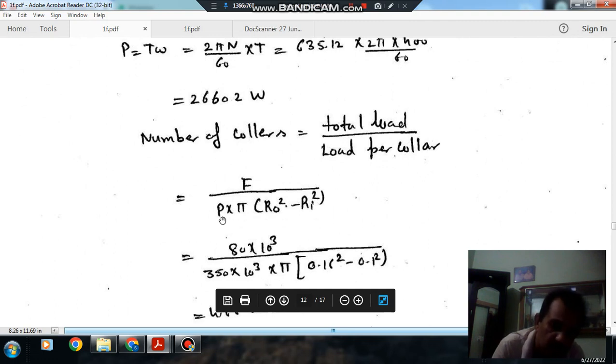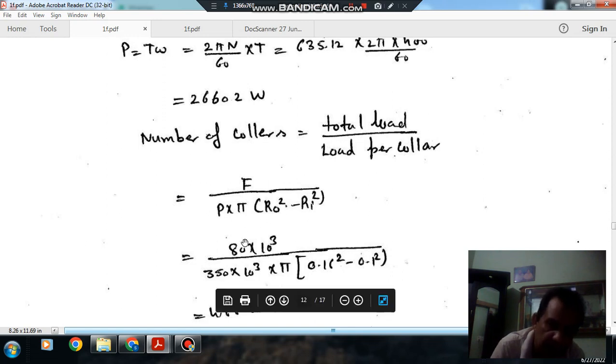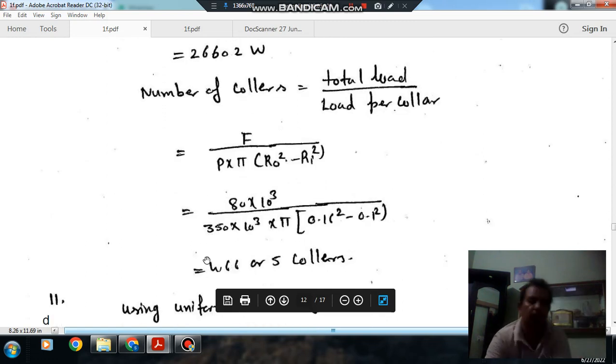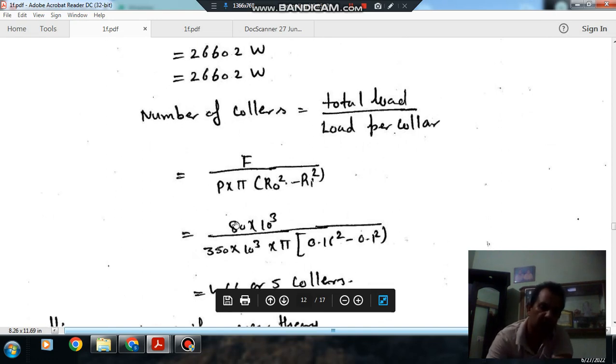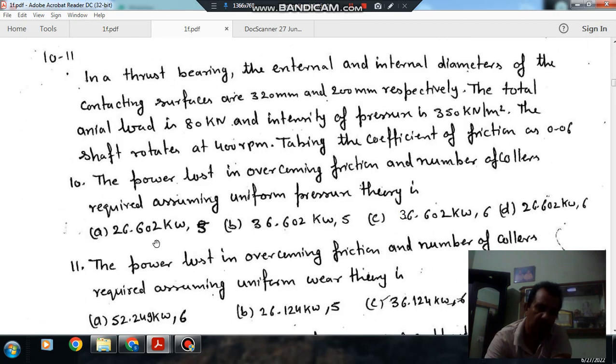That is because we are assuming uniform pressure theory. So if we are using uniform pressure theory, and then we are multiplying the area to find out the load on each collar, and the total load is this quantity. So if we divide the total load by the load per collar, we can find out the number of collars. So the number of collars comes out as 4.66 or 5. So the answer to question number 10 is option A, 26.602 kilowatt, and number of collars 5.